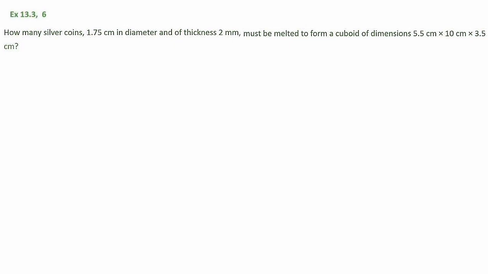And a particular number of silver coins we are melting and forming a cuboid of this dimension. We are asked to find out how many silver coins we are melting to form this cuboid. So once again, what is mentioned in the question is that a particular number of silver coins of this dimension we are melting and recasting, or forming, a cuboid of this dimension. So we are asked to find out how many silver coins we are using to form this cuboid.